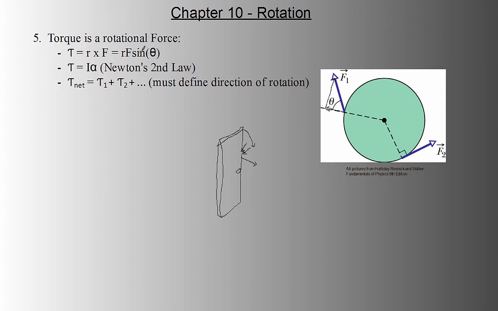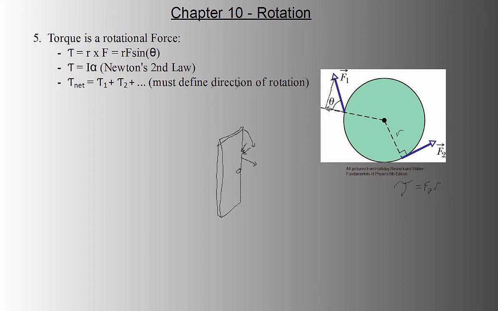A lot of times we can ignore the sine theta because we assume that we're applying the force perpendicular to the pivot point, which in this case is here. Notice how F2 is perpendicular to the pivot point, so the torque here would be F2 times the radius. You don't have to do sine theta.